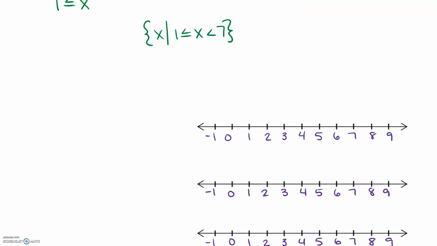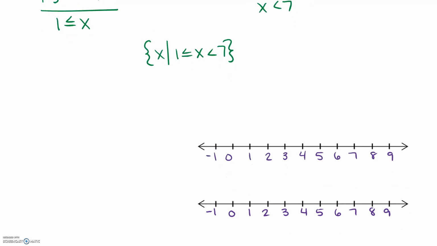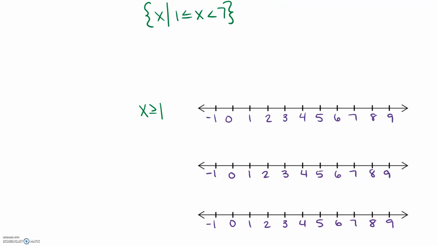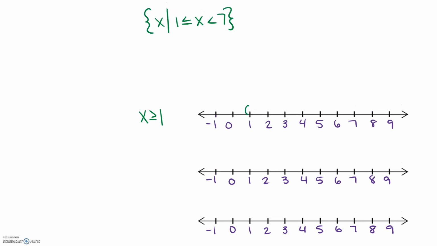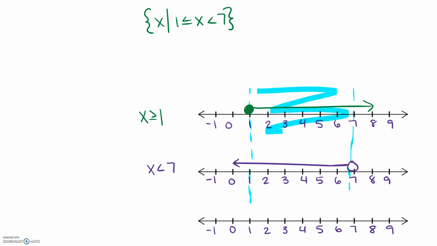Okay, so let's look at this on a graph. The first one we're going to graph is x is greater than or equal to 1. So we know it's going to be a closed circle at 1, and it's including all numbers larger than 1. The next part of our inequality is x is less than 7. So we're going to have an open circle at 7, and our arrow pointing towards the left, including all values less than 7. So notice here, from 1 to 7, we have our window of values that x can possibly be.